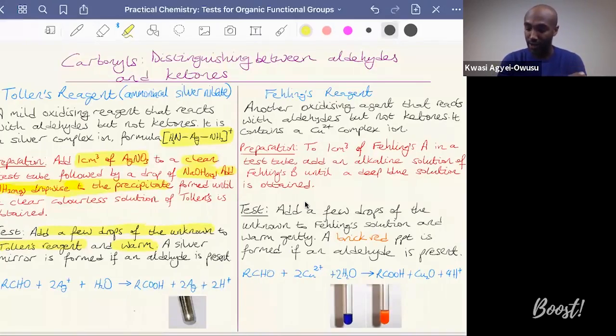Okay, so we're going to warm it, and if there is an aldehyde present, it should be oxidized to carboxylic acid. Now, if it is being oxidized to carboxylic acid, something must be being reduced, right? We've got silver 1, the silver 1 complex, and the silver ion is going to be reduced to silver atoms. The element silver is going to be formed. And you'll see this as a shiny silver coating on the inside of your glassware.